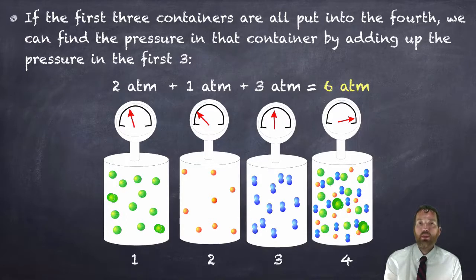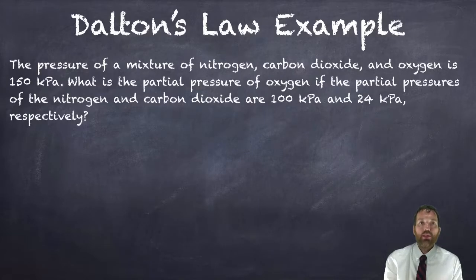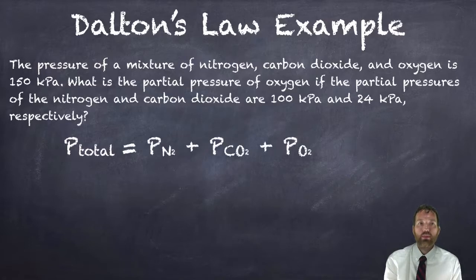Now we can do this to find P total, or we could use this to find an unknown partial pressure of a contributing gas if they give you P total, like in this next example. The pressure of a mixture of nitrogen, carbon dioxide, and oxygen is 150 kilopascals. What is the partial pressure of oxygen if the partial pressures of the nitrogen and carbon dioxide are 100 kilopascals and 24 kilopascals, respectively? So they've given us P total, and it's equal to the partial pressure of each component.